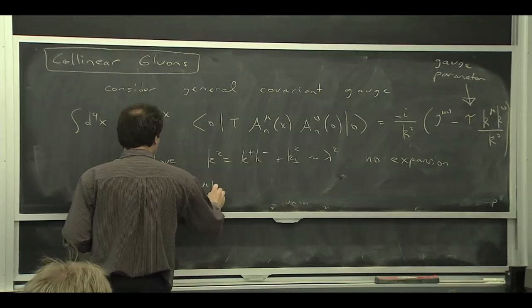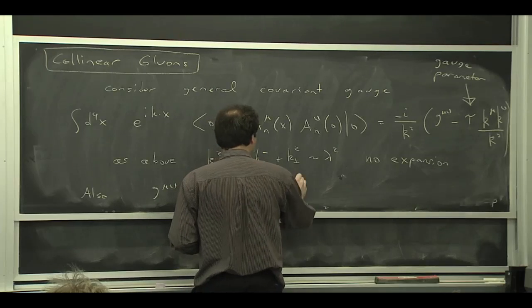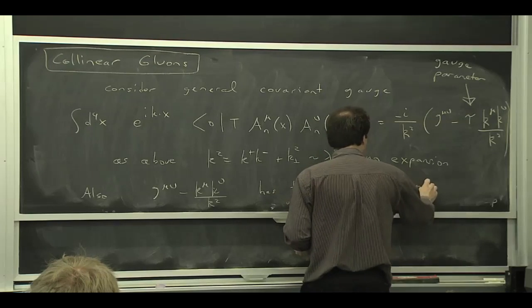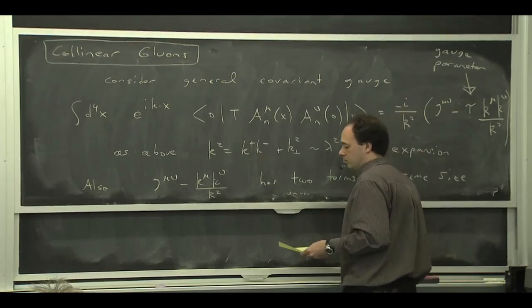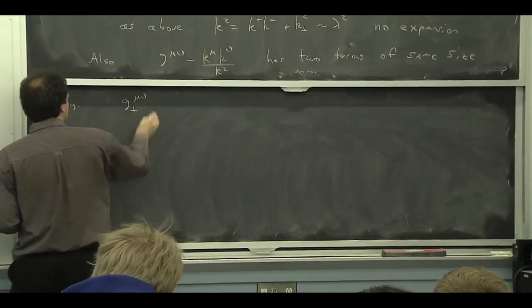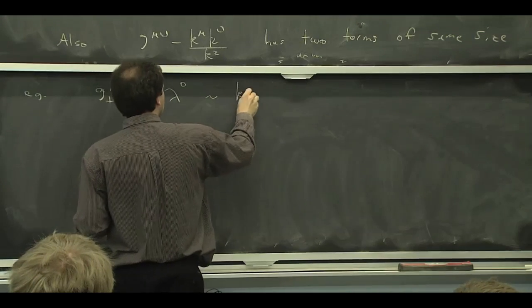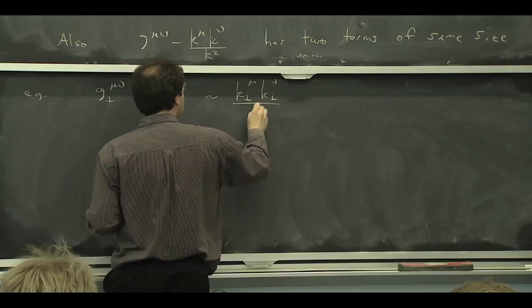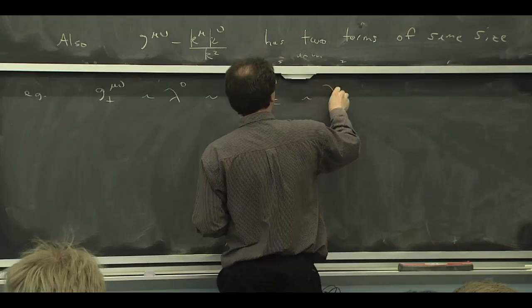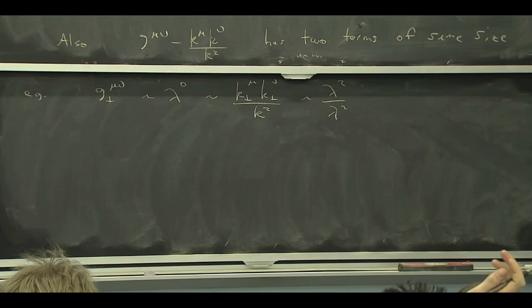Let's see how that works. So let's do an example of that. So g perp mu nu was just 1. So that's obviously something that has no scaling. And if you compare that to k perp mu, k perp nu over k squared, k perps scale like lambda, k squared scales like lambda squared. So this is lambda squared over lambda squared, so that's also lambda to the 0. So both the g perp mu nu and the k perp nu term are the same size.